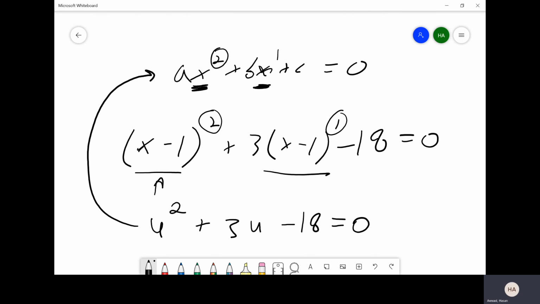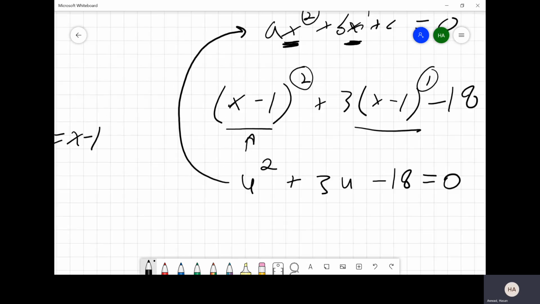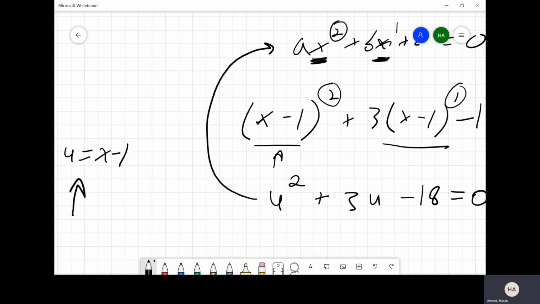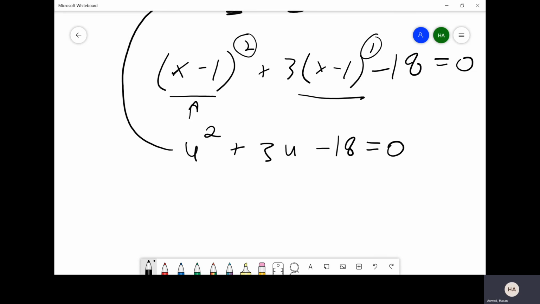The only difference is that when we're done solving for u, we then have to go back to this piece here and solve for x, right? The original equation is calling for us to solve for our variable x. We substituted it in for u, and so when we solve for u, we then have to just go back and make sure we solve for our original variable, okay? So let's solve for our quadratic equation here.